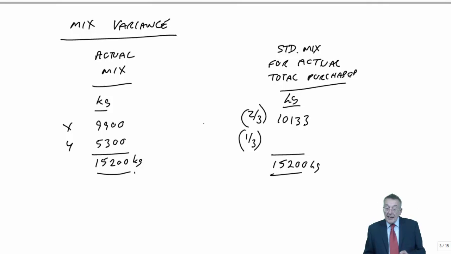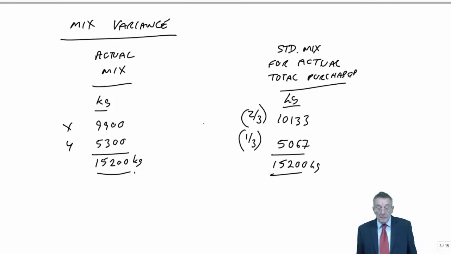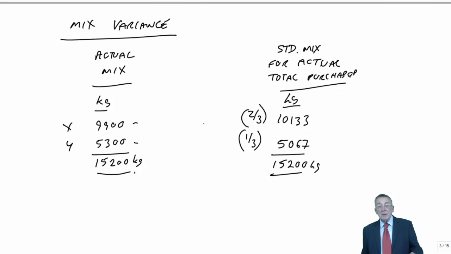10,133. There should have been that many kilos of X. And 1/3, or 5,067, there should have been that many kilos of Y. Now I hope that you're clear where those figures came from. For every 3 kilos in total, it should have been 2X, 1Y. As it turned out, we bought fewer X's than we should have done, but automatically we've bought more Y's. Think back to my strawberry and banana. Less of one, more of the other.